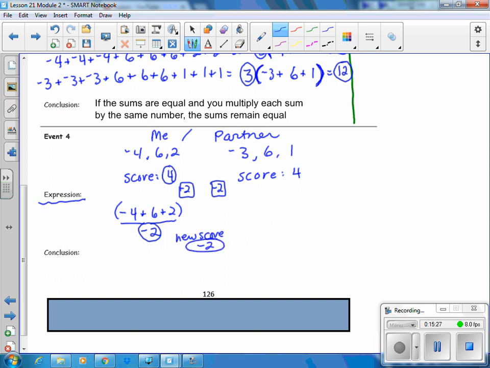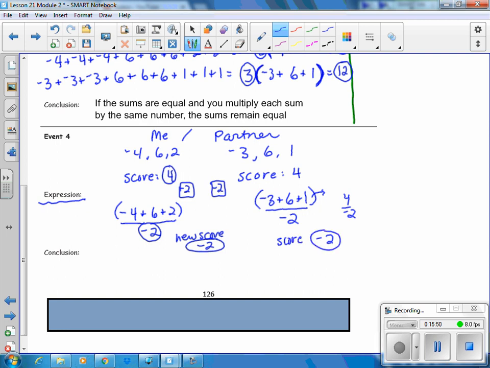So then your partner, let's write out the expression. -3 plus 6 plus 1. And we want to take that whole quantity and divide it by -2. This quantity equals 4. And 4 divided by -2 is -2.